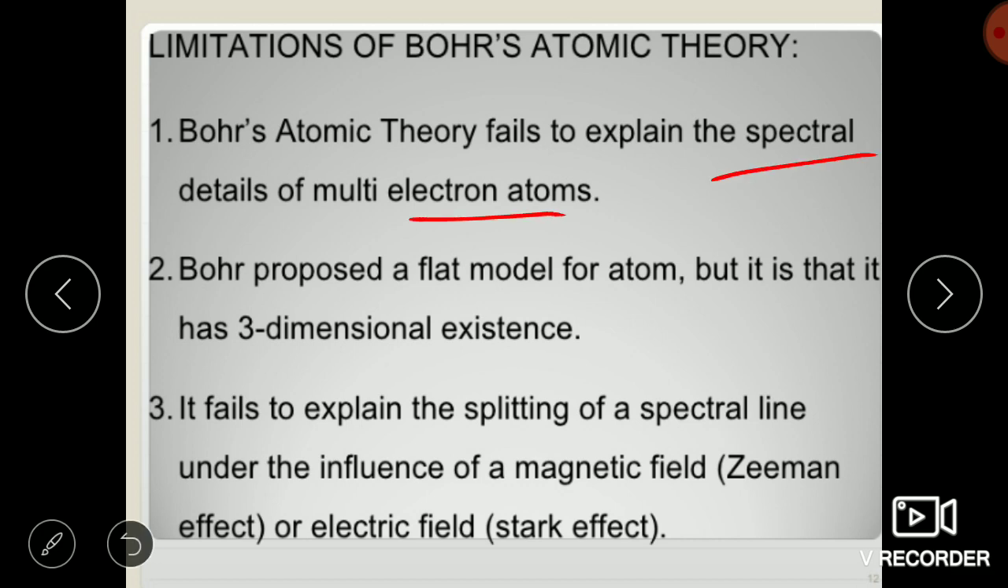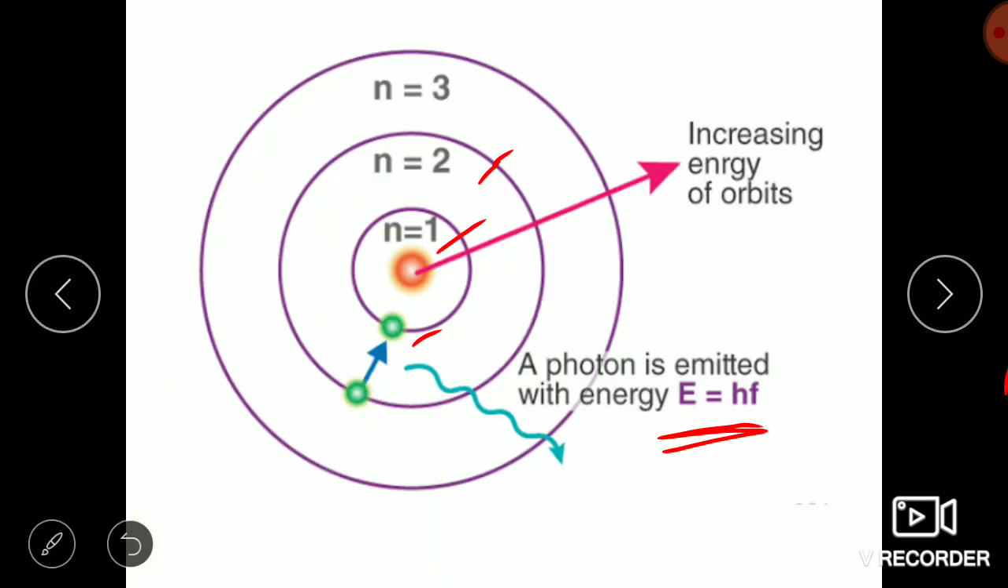Now what is that spectral detail? We have learned that when electrons change the orbit, they absorb or emit radiation. If the electron has to go from a lower orbit to a higher orbit, it will absorb radiation having some energy value. And if an electron jumps from a higher to a lower orbit, the extra energy is given out in terms of radiation, that we have already learned. That means absorption or emission of radiation happens.